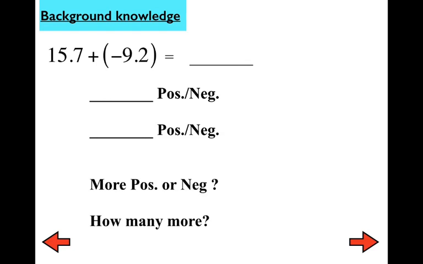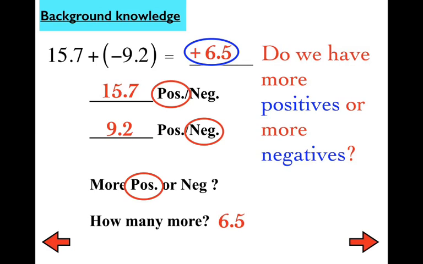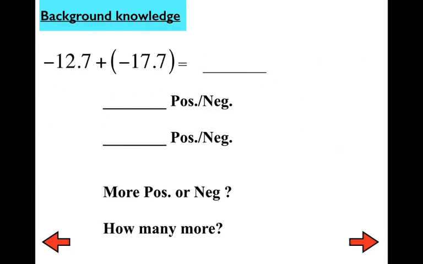Remember, when we're adding rational numbers, we want to compare them by determining whether we have more positives or more negatives. In this problem, we have 15.7 positives and 9.2 negatives. We have more positives, so therefore the sum is positive, and we have 6.5 more. So the sum is 6.5 or 6 5/10.